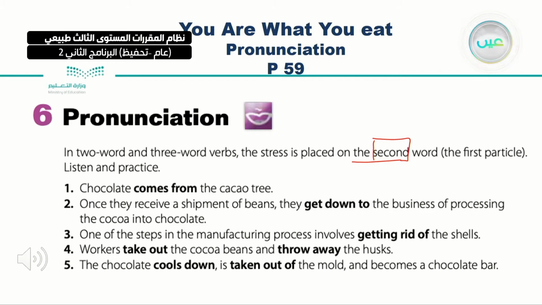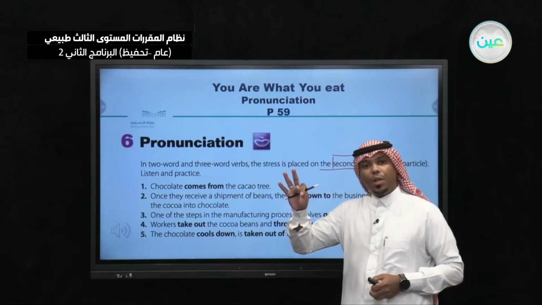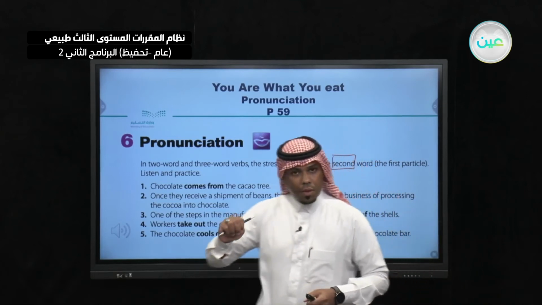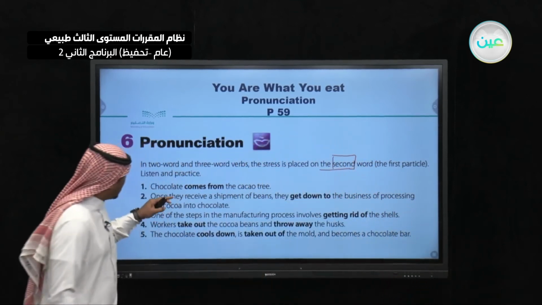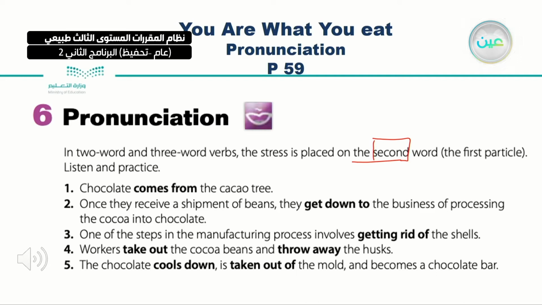Very good. Now, can you identify where are the 2 word and the 3 word phrasal verbs? Let's start with number 1. Chocolate comes from, 2 or 3? 2. Very good. So it's 2 words. What about number 2 here? Get down to. So this is a 3 word phrasal verb.